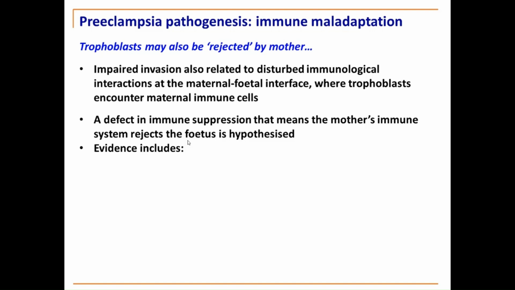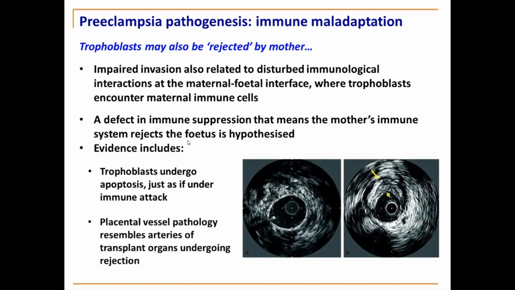And there's some evidence for that. It includes things like the trophoblasts may undergo apoptosis, just as if they were under immune attack. And likewise, the placental vessel pathology resembles arteries of transplant organs undergoing rejection. So the left image that you can see there shows a normal intravascular coronary artery. The right diagram shows rejection, an increase in coronary intimal thickness, and severe vasculopathy.